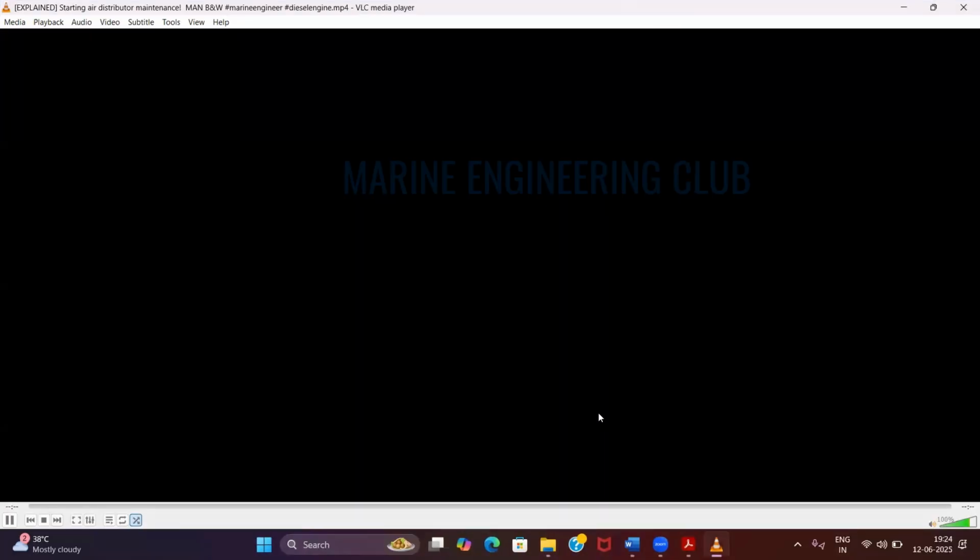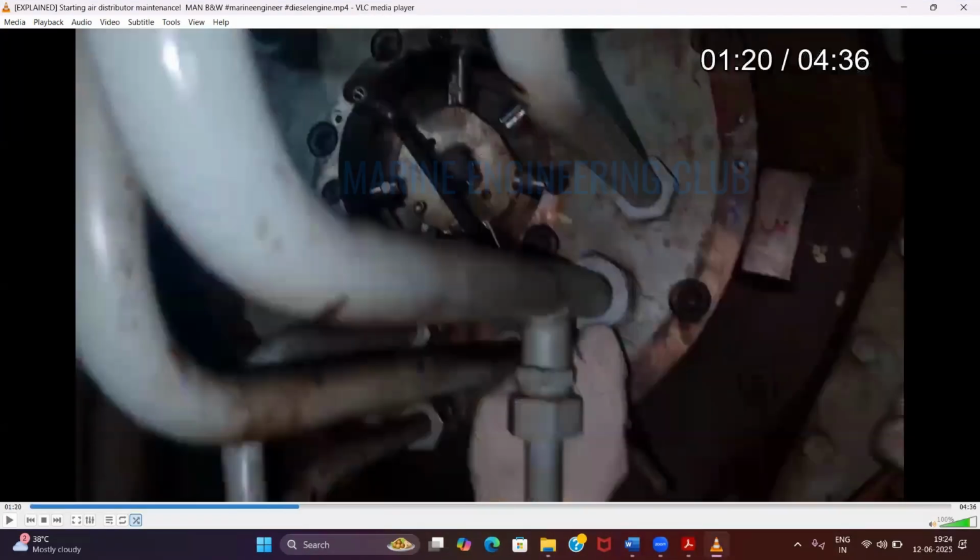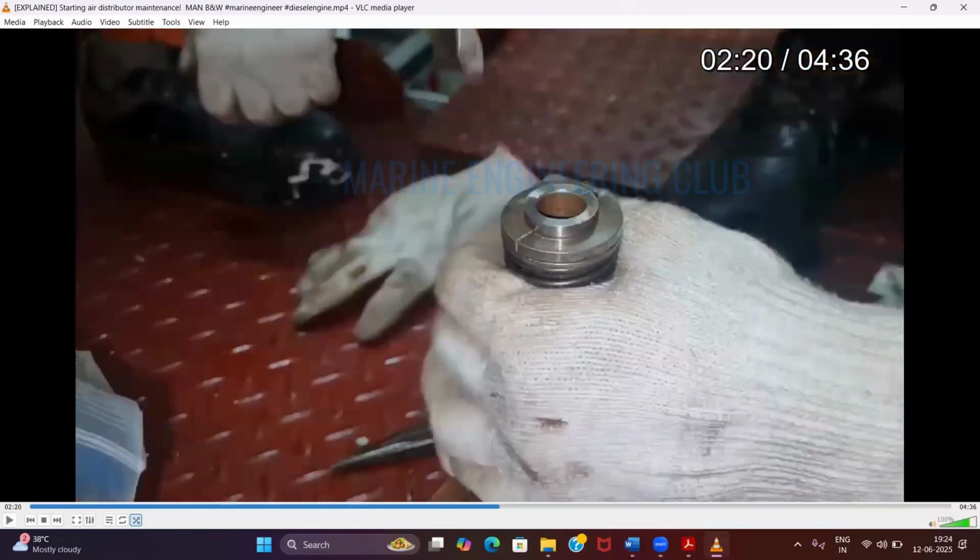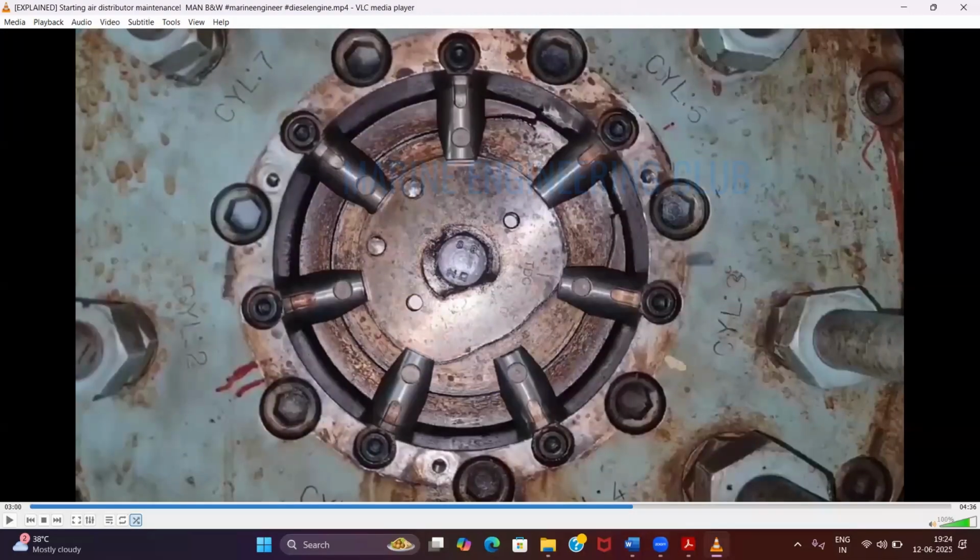Sir, one more doubt. If 7 bar pressure can open the auto starting air valve, then why can 30 bar from the main air bottle not open it?